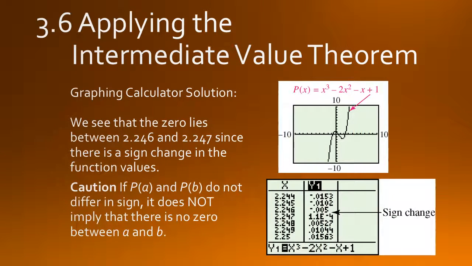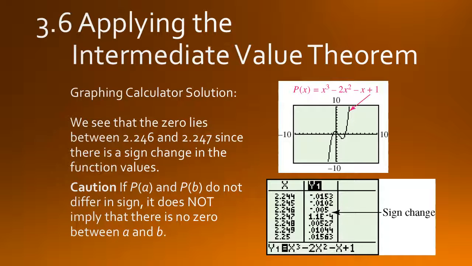Looking at it on a calculator, we can see that indeed the graph does cross the x-axis somewhere between 2 and 3. And we can verify that by the table. You see a sign change, and they've got the table set where it goes in very small increments of 1/1000th here. And you can see that the sign change takes place somewhere between 2.246 and 2.247.